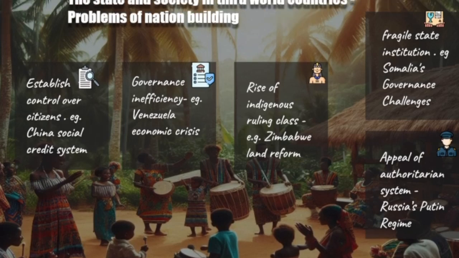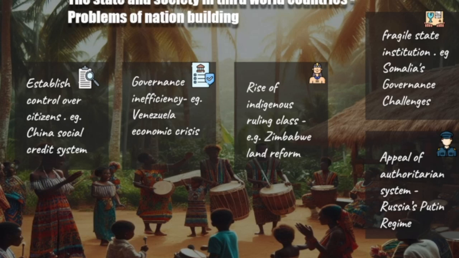Now, secondly, let's look at governance inefficiency, another challenge of nation building. We turn to Venezuela, where government inefficiency has led to a severe economic crisis. Despite having abundant oil reserves, mismanagement, corruption, and poor policy decision-making have resulted in inflation, shortage of basic goods, and a decline in living standards. This crisis has plunged many Venezuelans into poverty and sparked significant social unrest, highlighting the devastating impact of ineffective governance.